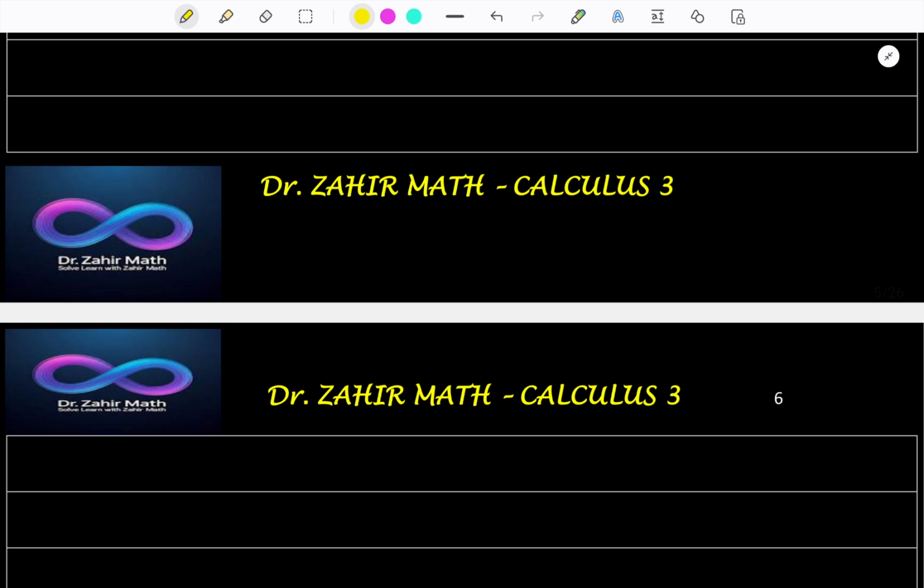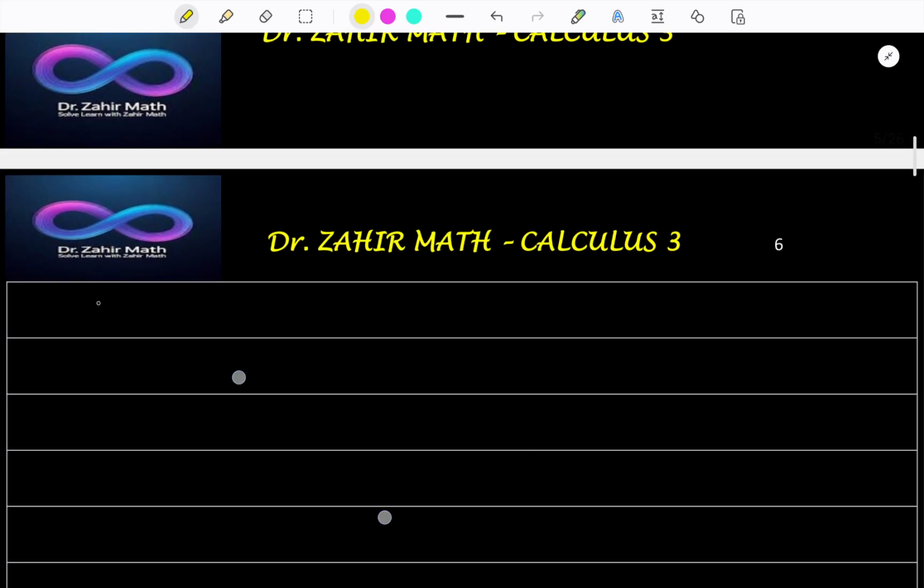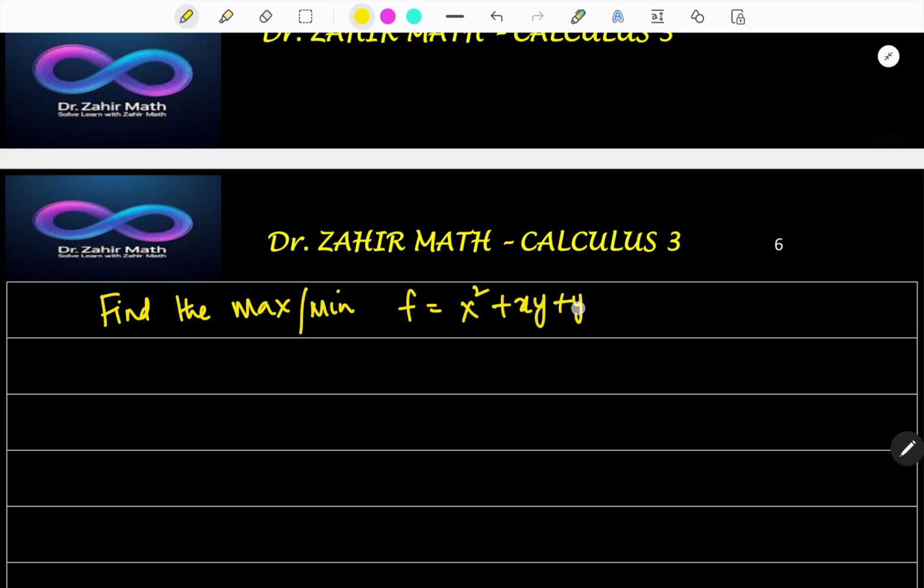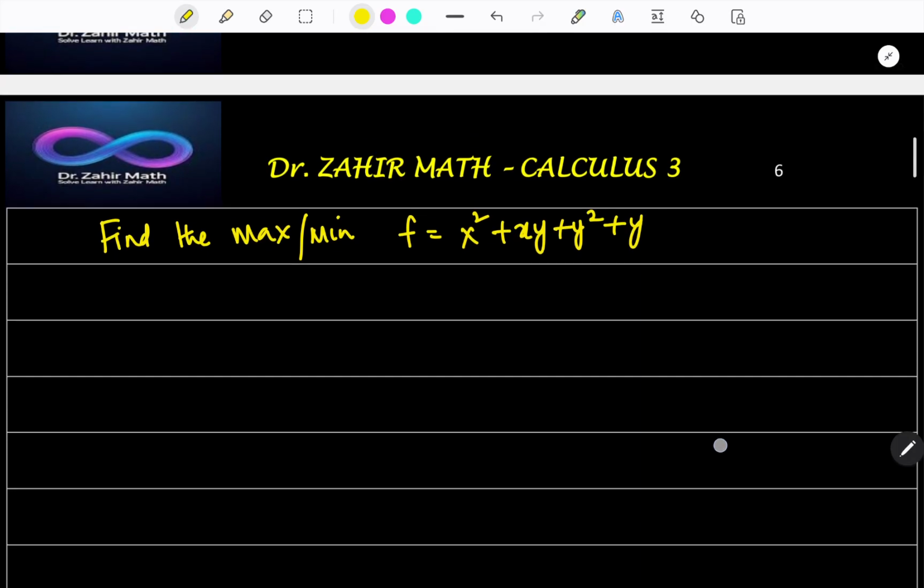Let me start the next question from the exercise. Just a minute, I'll take the questions from the book. Okay, so let's start question number 2. Find the local maximum and minimum for the function f of x comma y equals x square plus xy plus y square plus y. So this is the one given.